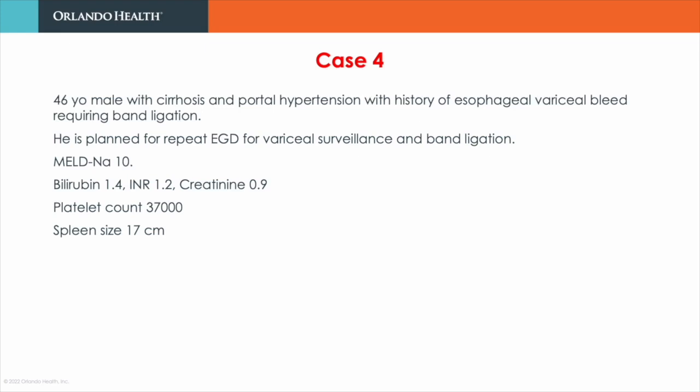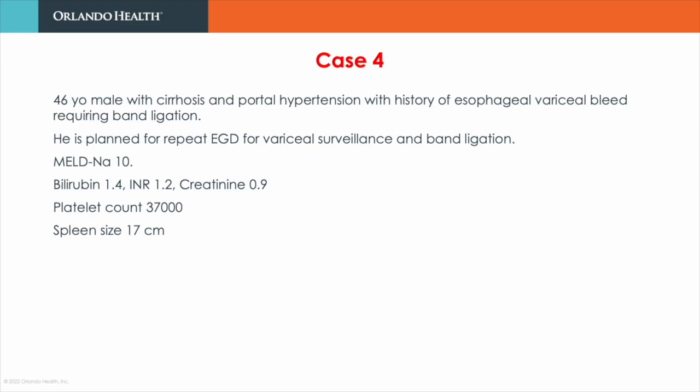Again, this is an important topic that we discuss on thrombocytopenia and procedures. So it's a 46-year-old male, cirrhosis, portal hypertension, history of esophageal variceal bleed. He required band ligation. He did well after the band ligation and was discharged from the hospital. So he's planned for a repeat endoscopy as an outpatient for surveillance and possible band ligation. His MELD score is 10, bilirubin is 1.4, his INR was 1.2, platelet count is 37,000. His spleen size is 17 centimeters. His first endoscopy went well. He came in with a variceal bleed, but he got band ligation and did very well. So which of the following is recommended prior to his EGD?